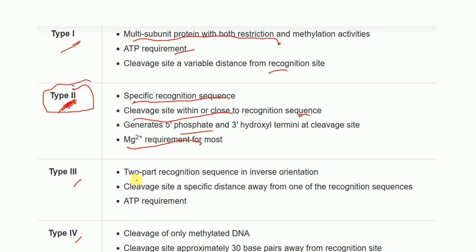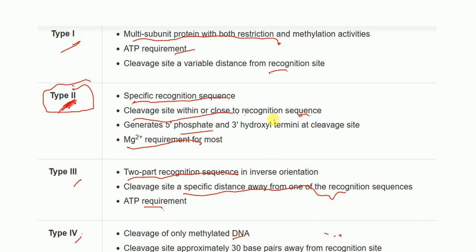For type 3 restriction enzymes, there is a two-part recognition sequence in an inverse orientation, and cleavage sites are at a specific distance away from one of the recognition sequences. For this class also there is a requirement of ATP. And type 4 restriction enzymes cleave only methylated DNA. This is a really important point, guys, that you should remember. The cleavage site is approximately 30 base pairs away from the recognition site.